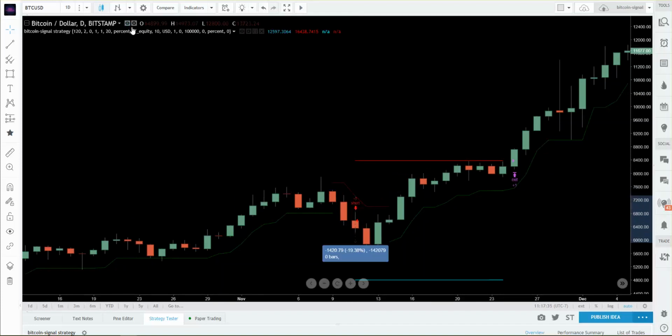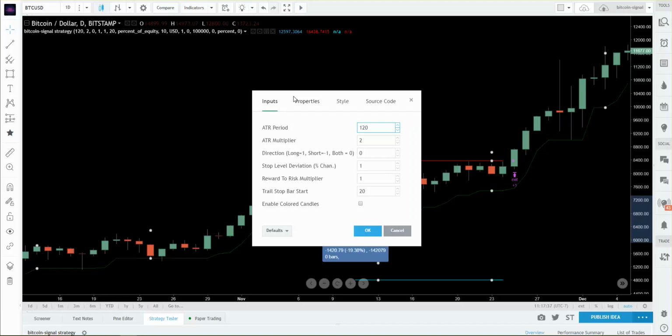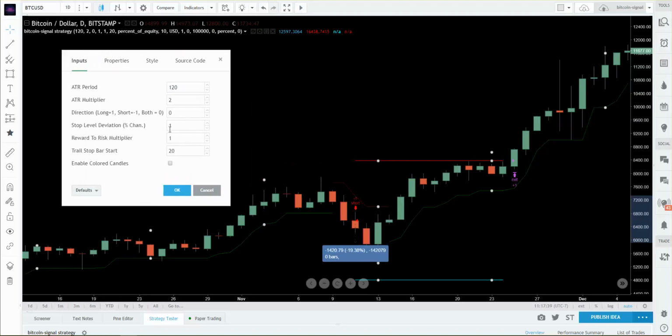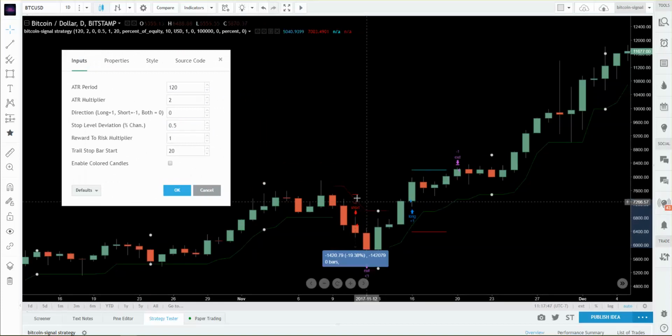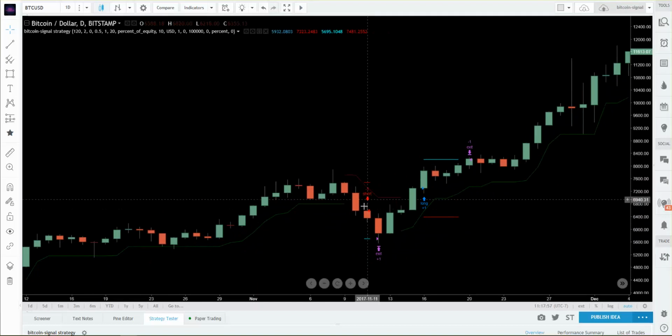If we go into here and we set that percent deviation to 0.5, the stop should move closer, and indeed it does. In this case, you see this red line up here. It's a very, very tight stop, and in this case, we've actually taken that short and gotten out at profit.